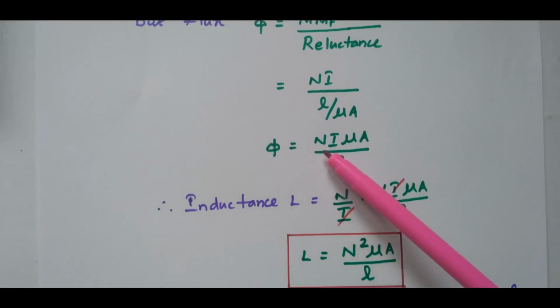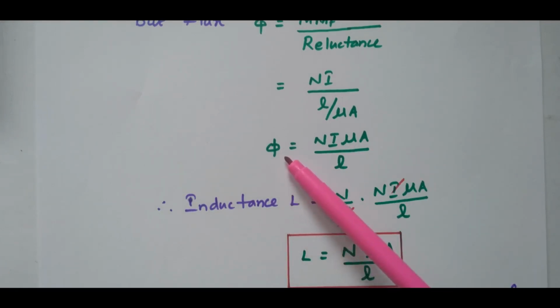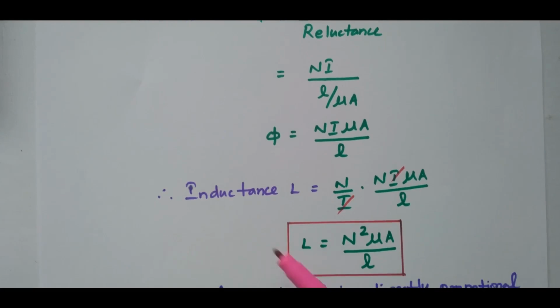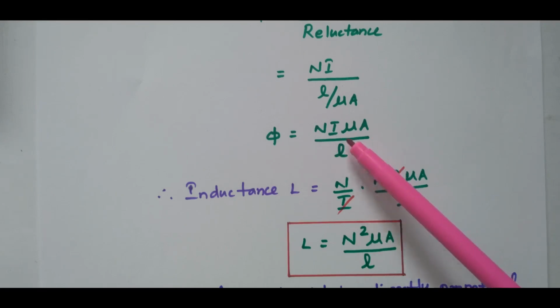So what will happen? The flux phi equals N I mu A divided by L. Now we can substitute this phi value in the inductance formula. Inductance L equals N phi by I, so N by I into phi. This phi is where we are going to replace this value, N I mu A divided by L. Right? N by I into phi. The phi value is replaced with this expression.